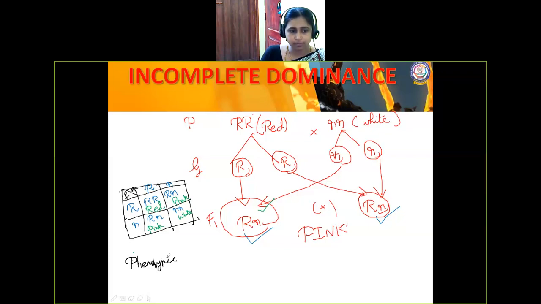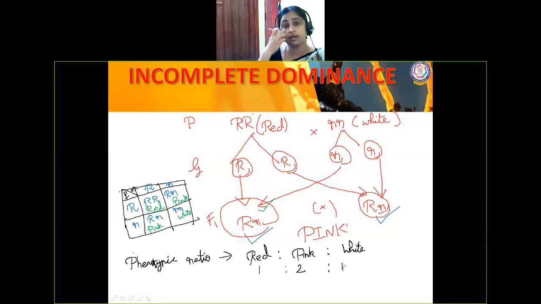Okay, phenotypic ratio. What are the colors? Red color. How many red color? And then S2. How many pink color? S2. White color. How many white color? Okay. So how many red? One red. How many pink? Two pink. And how many white? One white color. So we are getting a new thing: 1:2:1. Okay.